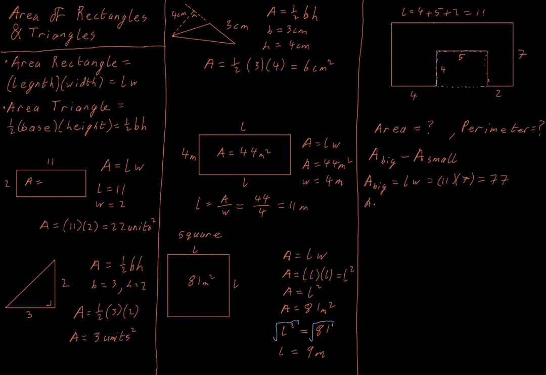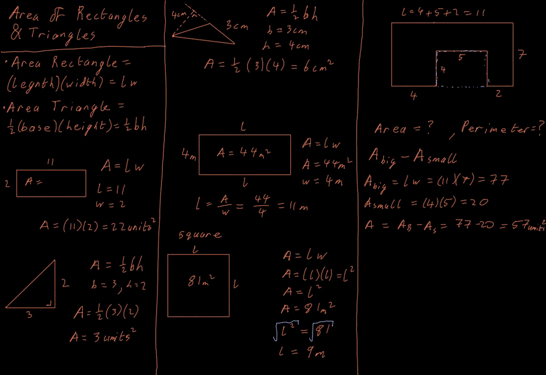And the area of the small one is going to be 4 by 5, which is 20. So the area I am looking for is going to be my area big minus my area small, which is 77 minus 20. You can see I'm telling myself the story of how I'm answering this question as I'm going. It's going to give me 57, and I should write for my final answer units squared.